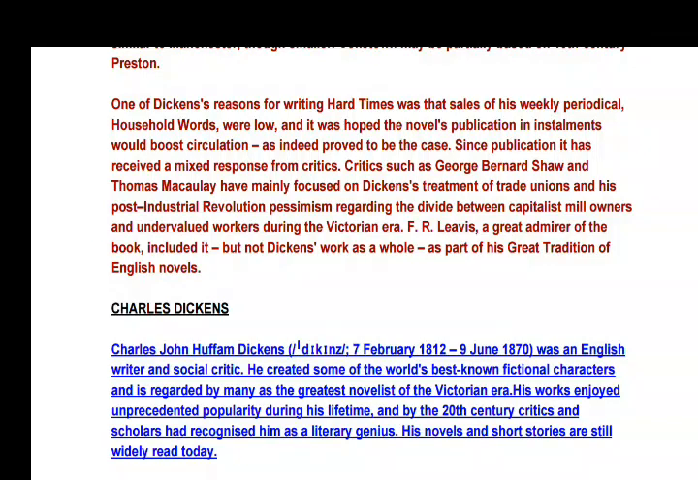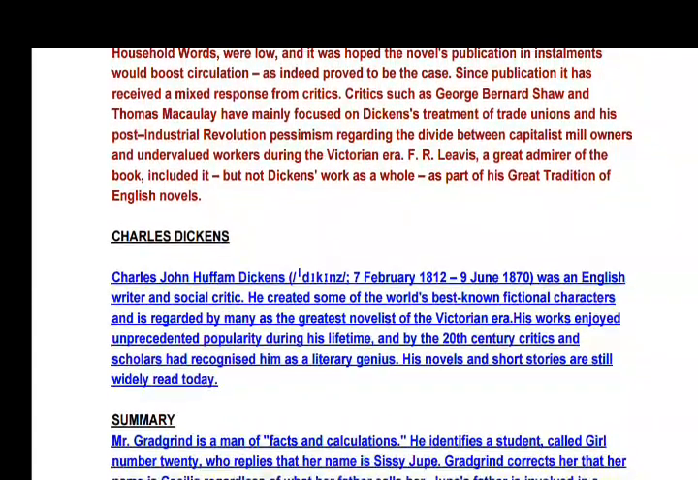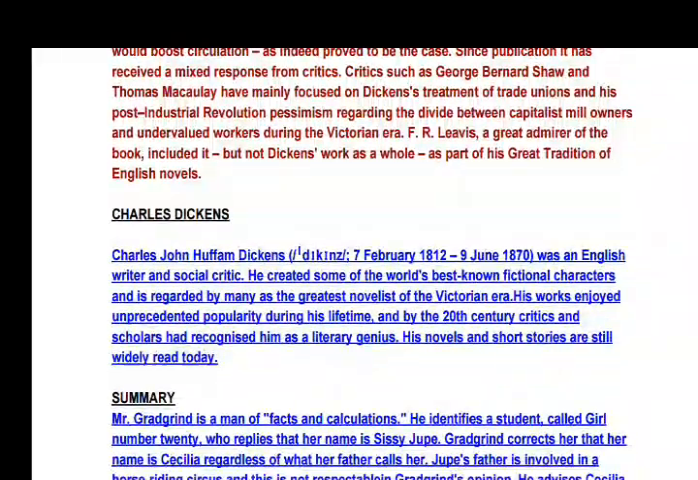Critics such as George Bernard Shaw and Thomas Macaulay have mainly focused on Dickens' treatment of trade unions and his post-industrial revolution pessimism regarding the divide between capitalist mill owners and undervalued workers during the Victorian era. F.R. Leavis, a great admirer of the book, included it, but not Dickens' work as a whole, as part of his great tradition of English novels.